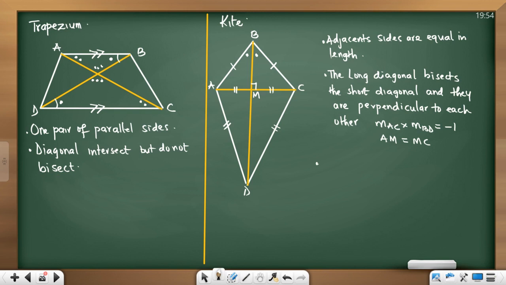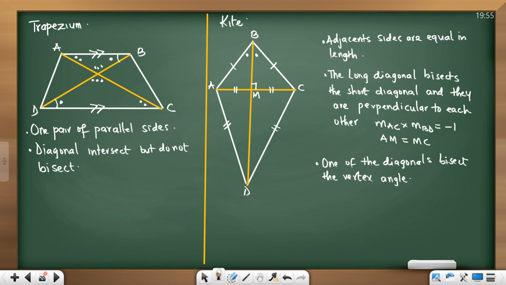Okay, two pairs of adjacent sides are equal. We already mentioned that. Okay, I want to talk about that angle quickly. All right, the long diagonal. Let's say one of the diagonals bisects the vertex angle. All of these points are important when it comes to analytical geometry, because we're talking about parallel lines, perpendicular lines, and we're talking about equal length. All of those points are very, very important.